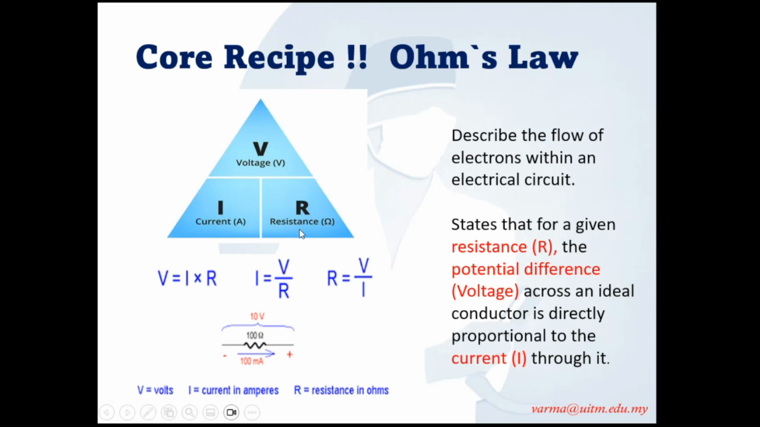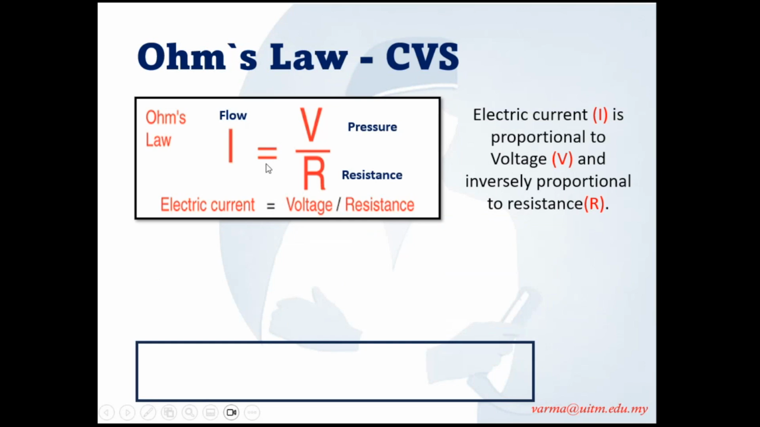As we extrapolate into the cardiovascular system, the I will be the flow. You rearrange it: V equal to IR becomes I equal to V over R. I will be flow, V is the pressure. The potential voltage difference will be the pressure difference, the pressure gradient, and R will be the resistance.